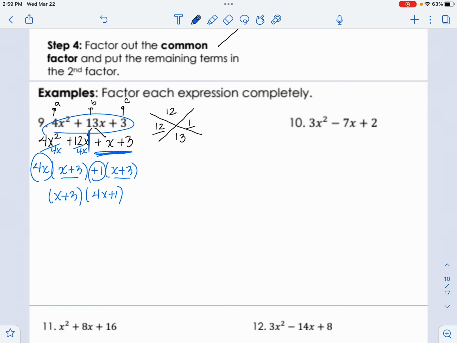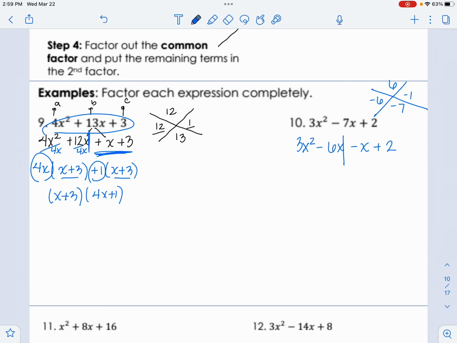Let's look at number 10. 6 and -7. Numbers that multiply to 6 and add to -7, feel free to make a list, but you get -6 and -1. Uncombine the middle term, and it actually does not matter if I had -x and then -6x, that would be okay too. You still end up, if you factor correctly, with the same answer.